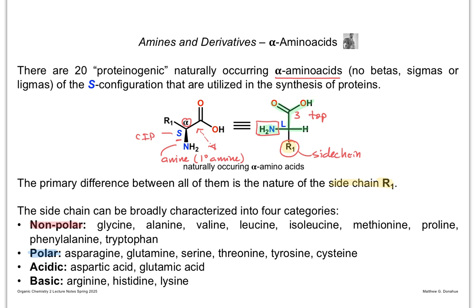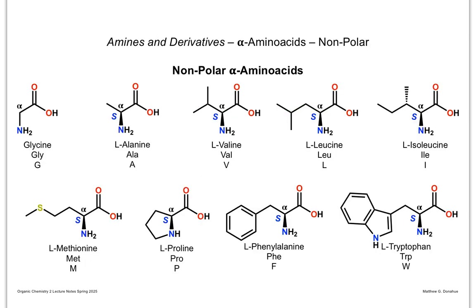Acidic side chains. Those include aspartic acid and glutamic acid. And then finally, the basic amino acids. Those include arginine, histidine, and lysine. So really, it's the nature of the side chain that makes them different. So we'll go through those 4 different groups, look at what makes them fall into those different categories, and we'll introduce a little bit of the nomenclature now.